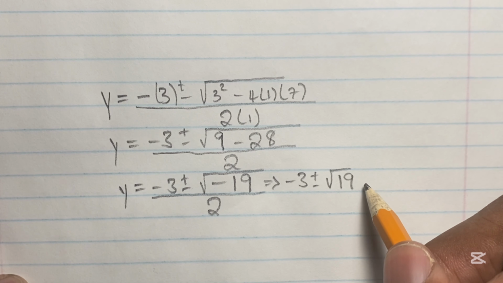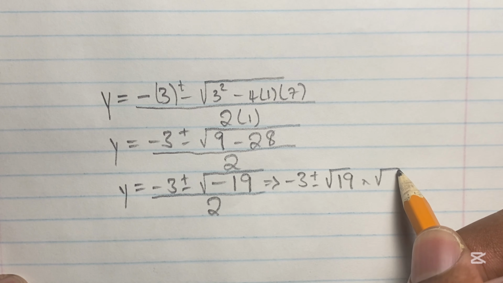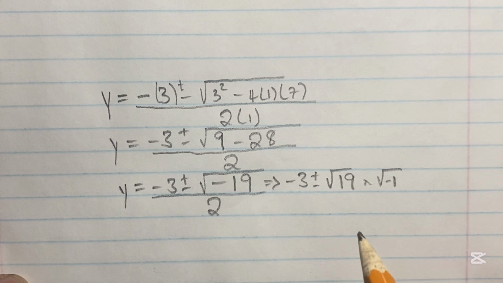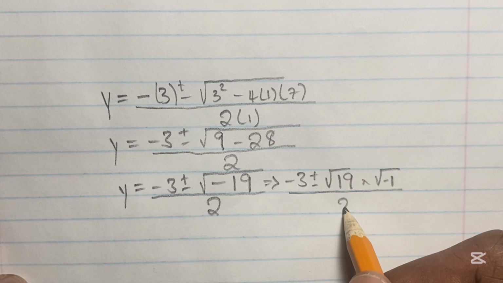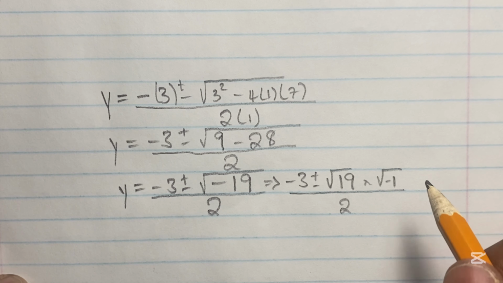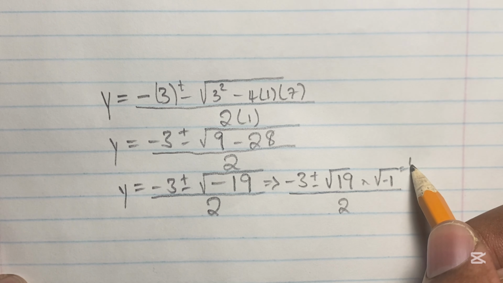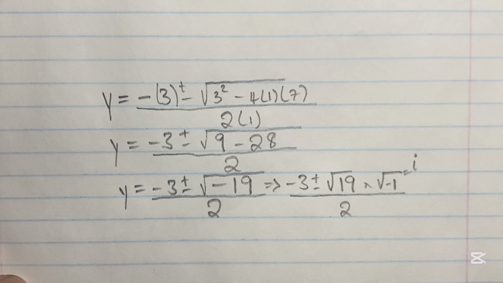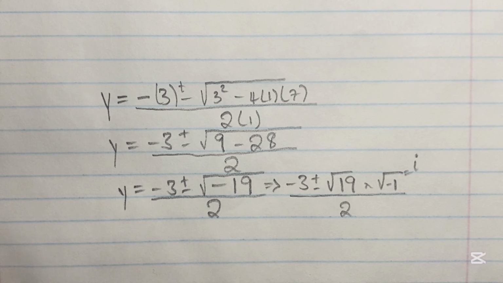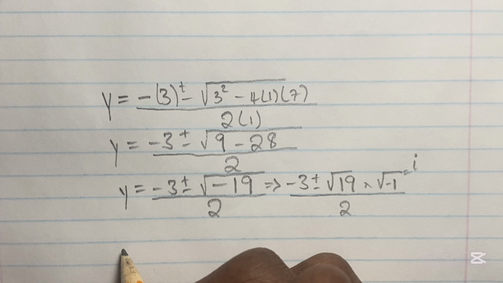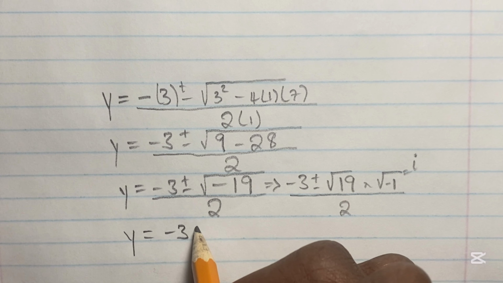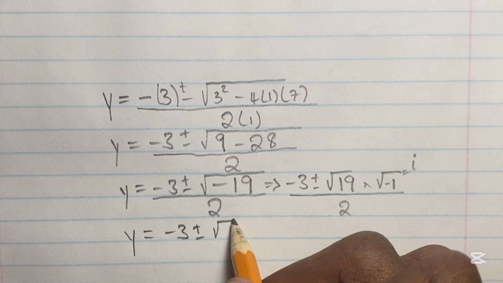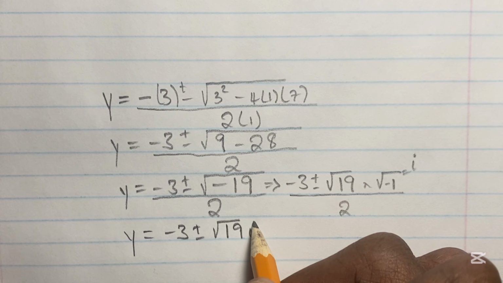Now from here we say y is equal to negative 3 plus or minus the square root of 19 times the square root of negative 1, and we have all of this over 2. We know that the square root of negative 1 is an imaginary number, so it is represented by the letter i. So we'll just write our equation for y to be that y is equal to negative 3 plus or minus the square root of 19i all over 2.